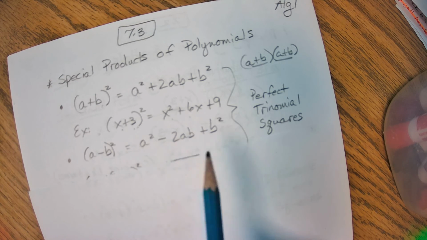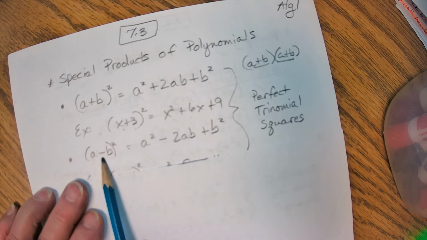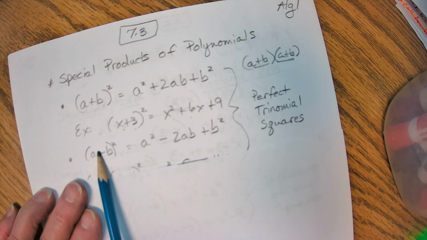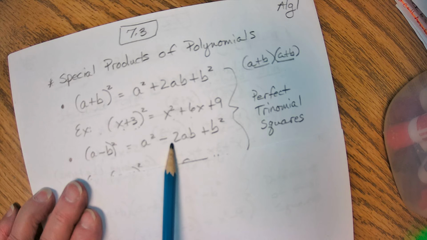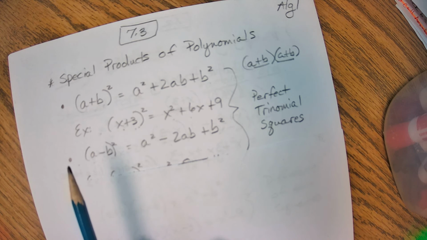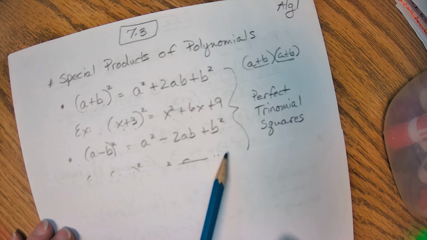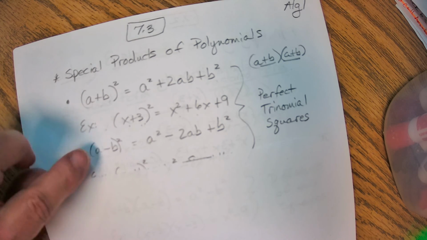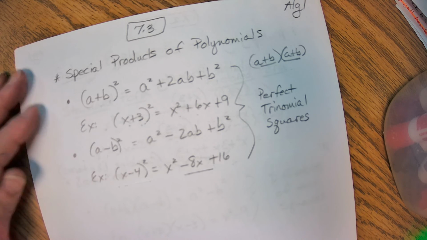Okay, so here's one. Same thing, only this is minus instead of plus. And the only difference is that your middle term is going to be negative. Everything else is still positive, because remember, if you square something, you can't ever end up with a negative number. So the first term and the last term are always going to be positive, and the middle term will be negative if this is subtracting.